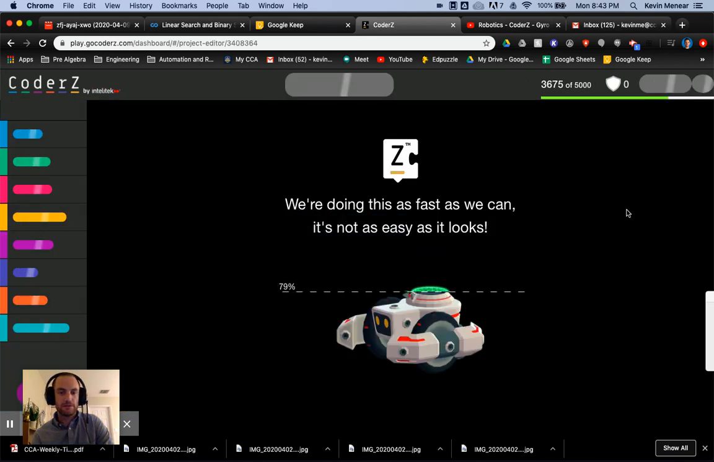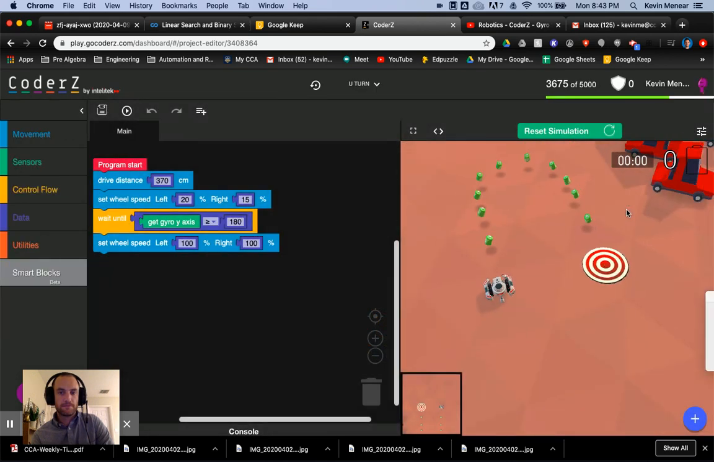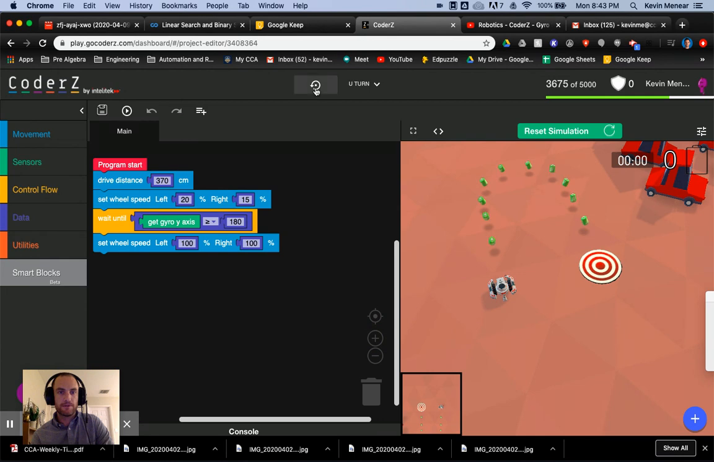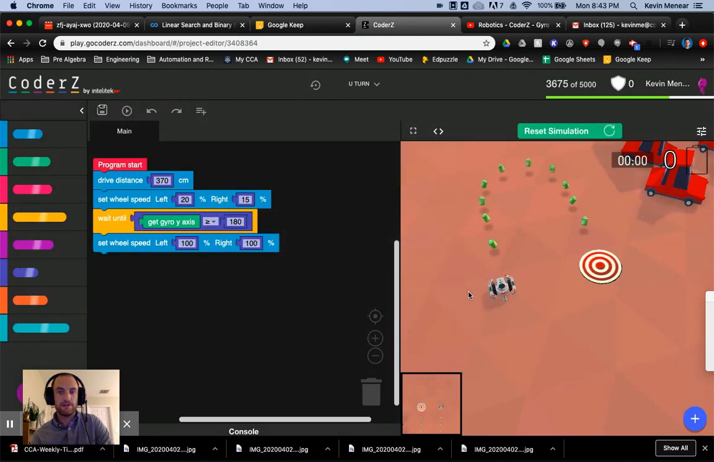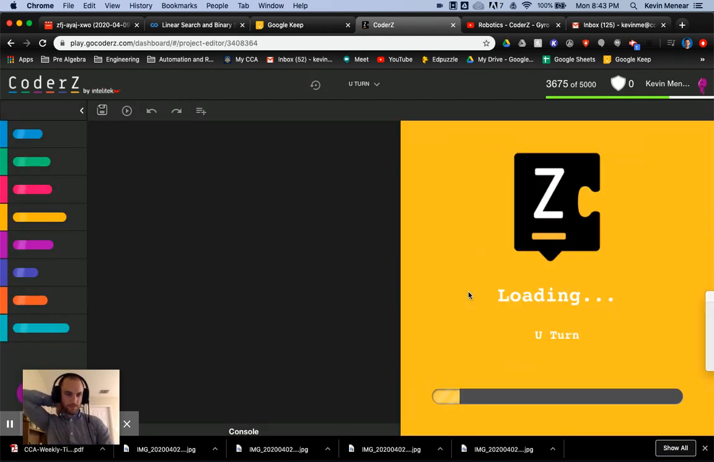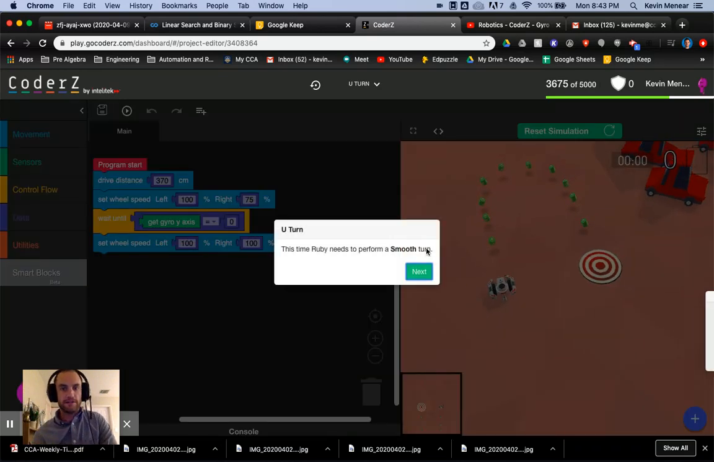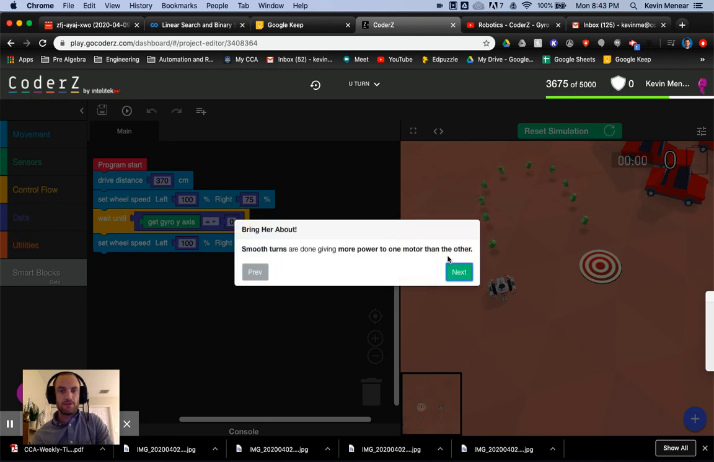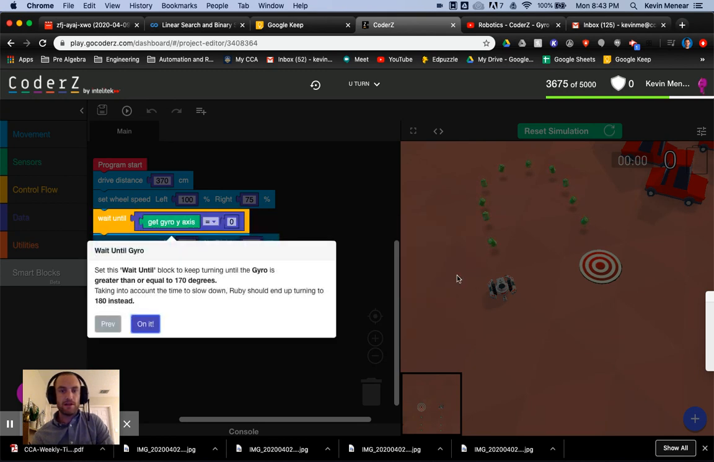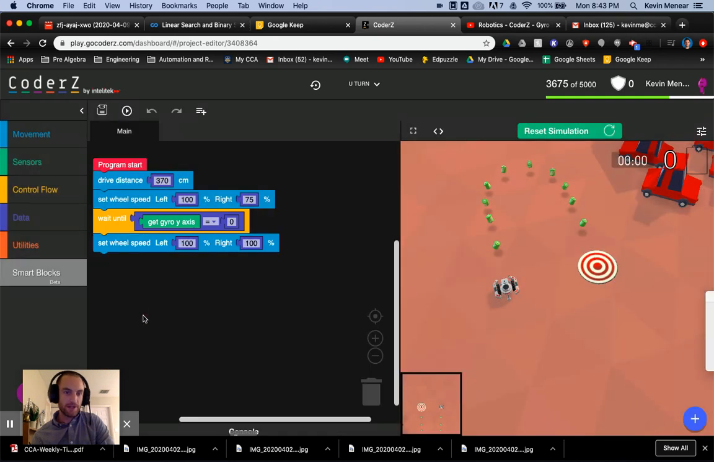So let's make it through. All right, so I'm going to restart the mission just to show you how I did everything. All right, this time Ruby needs to perform a smooth turn. Smooth turns are done by giving more power to one motor than the other. Use this wait until block to keep turning until the gyro is greater than or equal to 170 degrees. Taking into account the time to slow down, Ruby should end up turning to 180 instead.